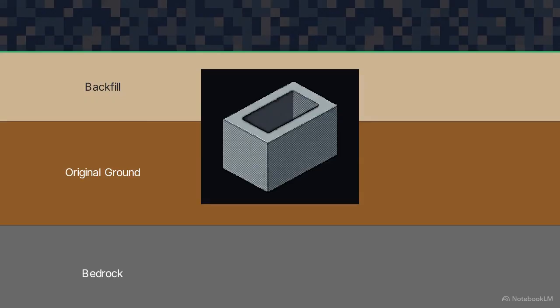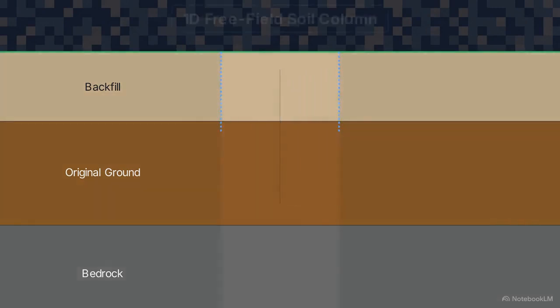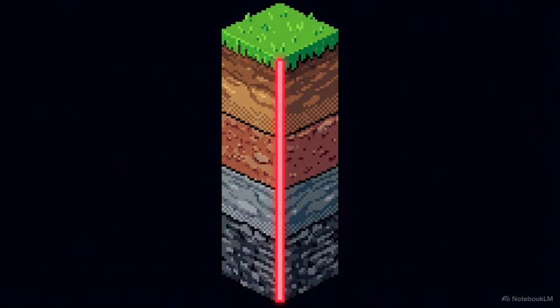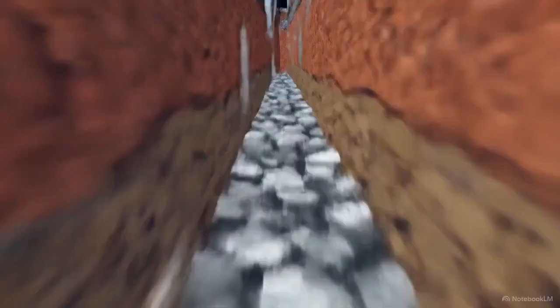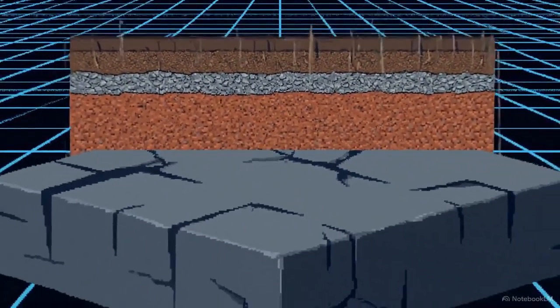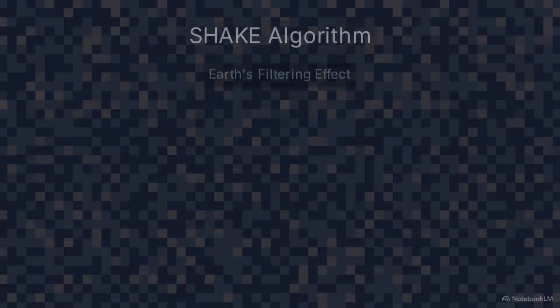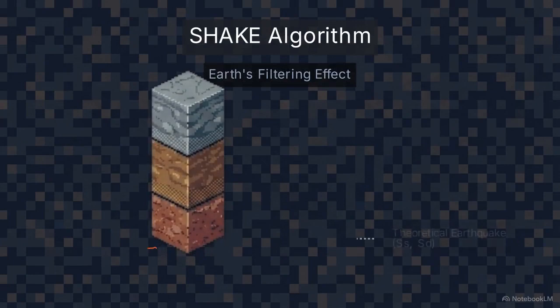At this stage, the software explicitly ignores the concrete structure entirely. Its singular focus is calculating one-dimensional soil behavior from deep underground up to the surface. Engineers feed raw, theoretical bedrock earthquakes, massive design ground motions labeled SS and SD, into the deep bedrock layer of the software. Here, the software calculates the Earth's filtering effect.